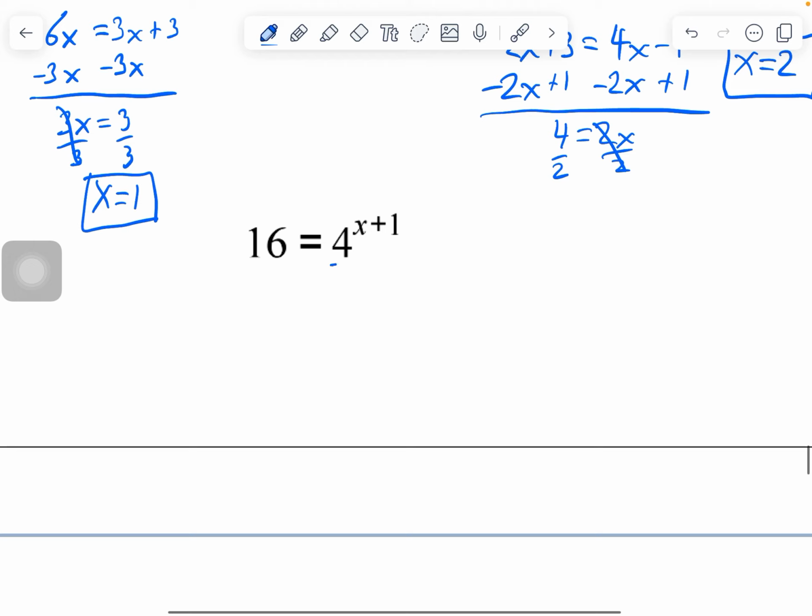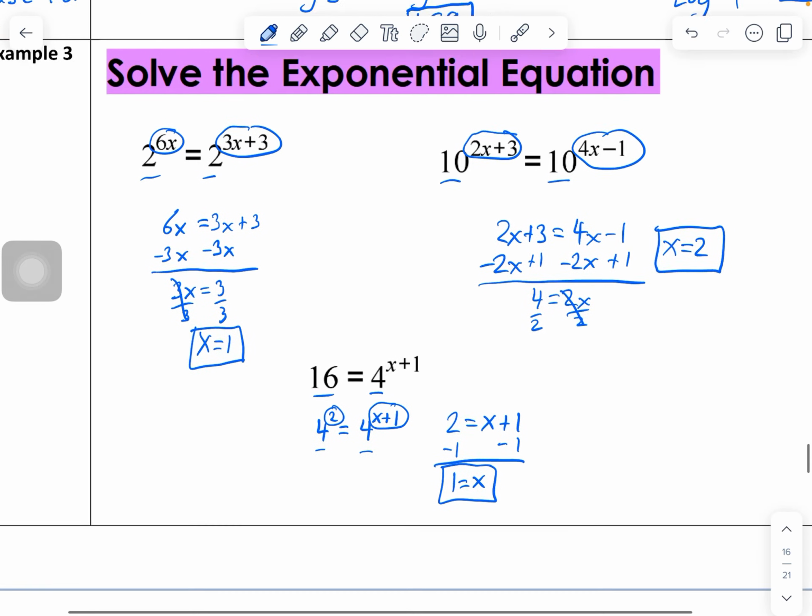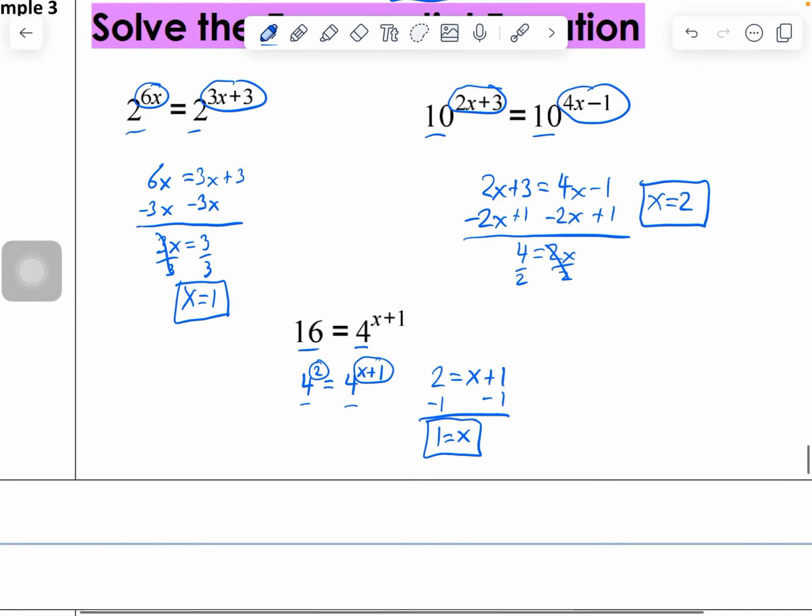Be really careful on these ones because 4 and 16 are not the same number, but we can always write 16 as a power of 4. So we know that 4 squared is the same as 16. So if you just rewrite it in a more familiar way, then we get the same base, and now we can set our exponents equal. So 2 is equal to x plus 1, subtract 1, and we can say that 1 equals x, or x equals 1. So these solving ones are pretty straightforward, nothing too crazy here.